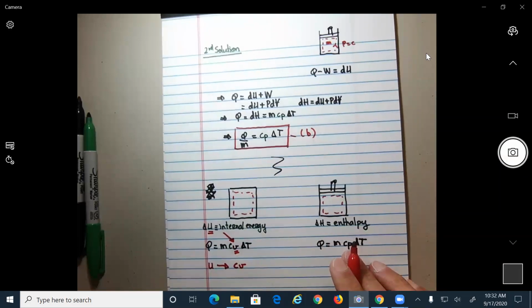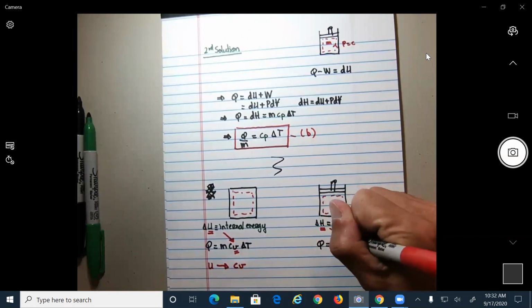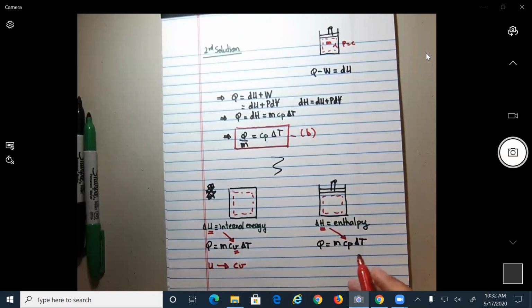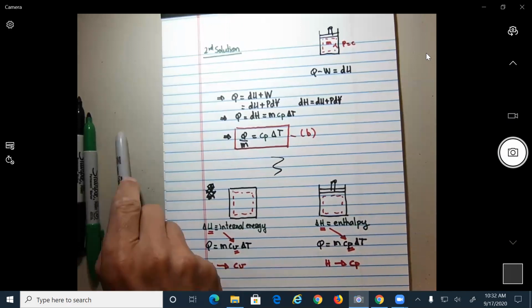If you deal with a piston cylinder assembly where the pressure is constant, in this case, if you want to go quick in the problem, you're going to be dealing with enthalpy. And every time you deal with enthalpy, you should use which constant? C sub P. So if you have H, you know that you need to deal with C sub P. Okay?